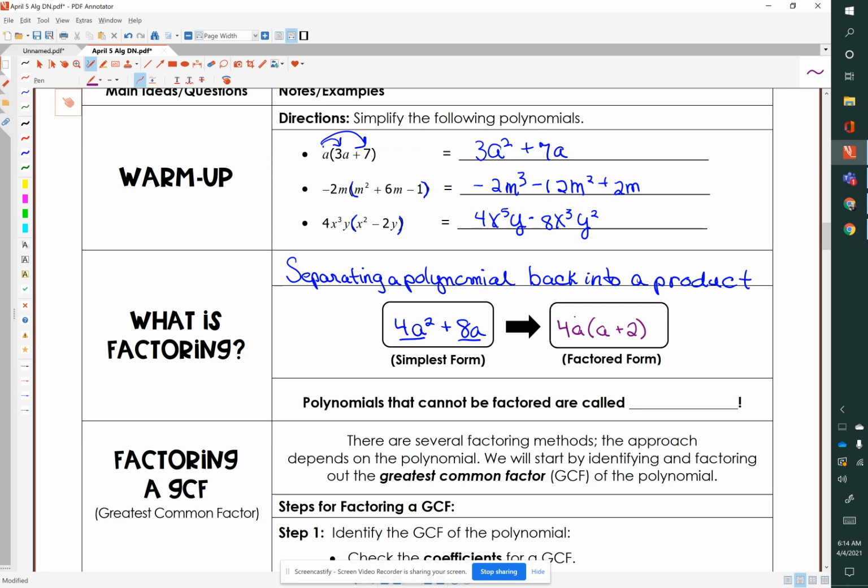Now remember, if we distribute 4a through a plus 2, 4a times a equals 4a squared, and 4a times 2 equals 8a. So we would end up back where we started. So that's how you can tell if you've done it correctly. Now, sometimes you cannot factor a polynomial, and polynomials that cannot be factored are called prime.